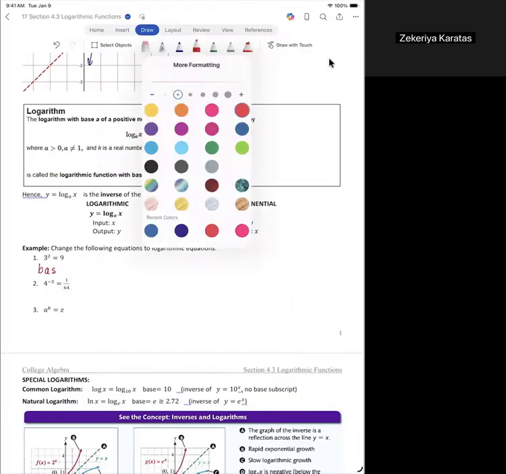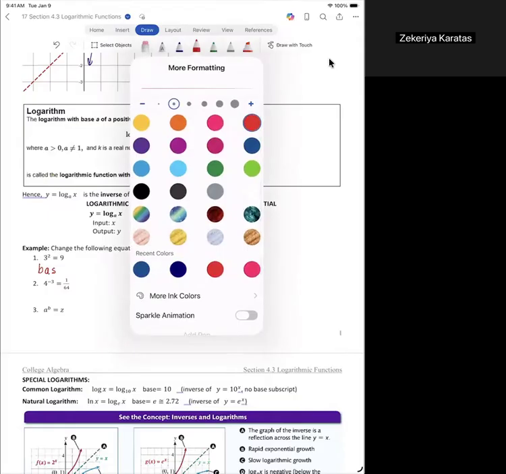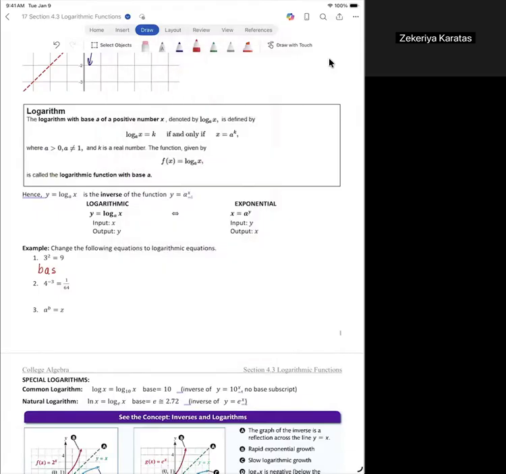Base value is, let me just, base is equal to 3. Exponent is 2, and that exponent will be my output. So if you want to write it in log form, what I'm going to say is log base 3 of 9 equals 2.